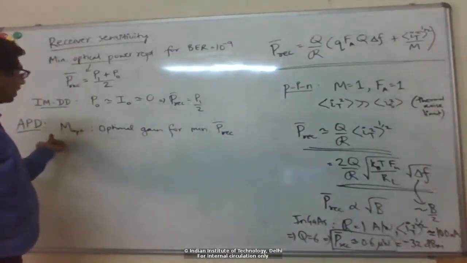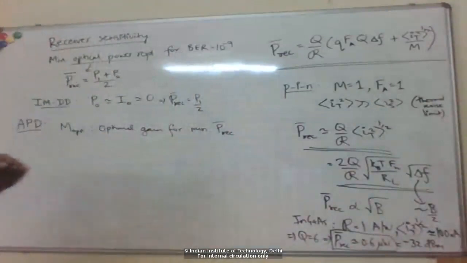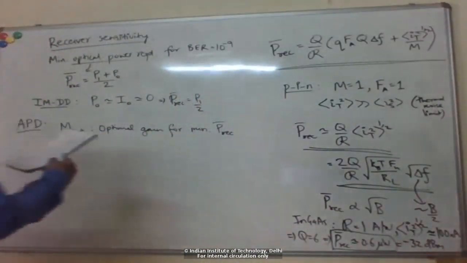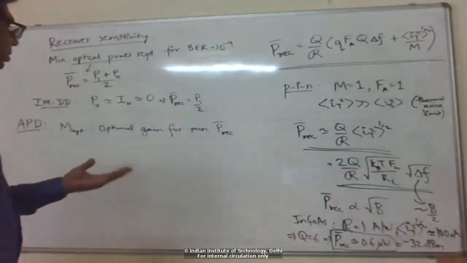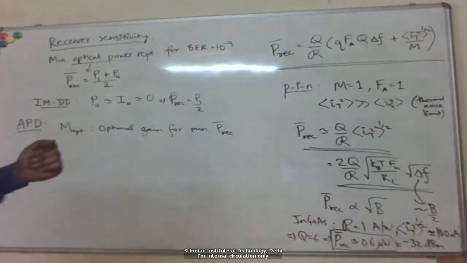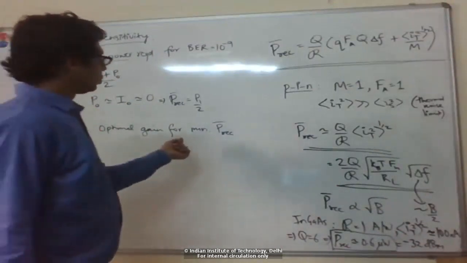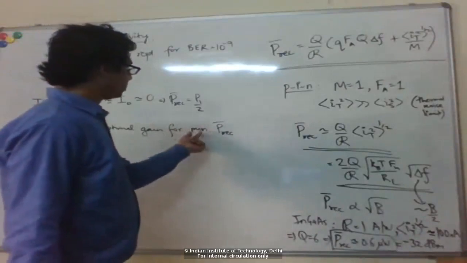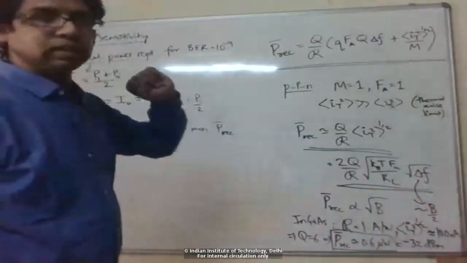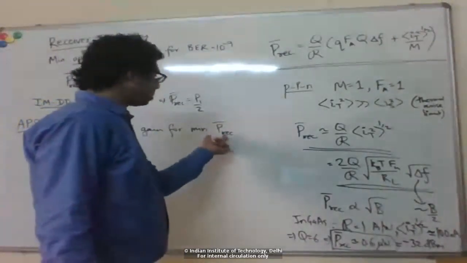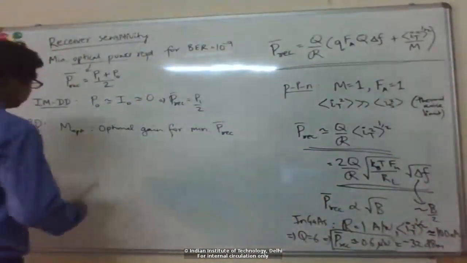So is there a value of M which will minimize the power that I need to get a BER of 10 to the minus 9? Okay. I mean, it is similar, right? Last time we discussed basically an optimal gain for maximum SNR. Here, what we are saying is, what is the optimum gain required for the SNR to be a particular value, such that BER is 10 to the minus 9, and the optical power required to achieve that particular SNR is the lowest. Okay. So it's similar but slightly different.